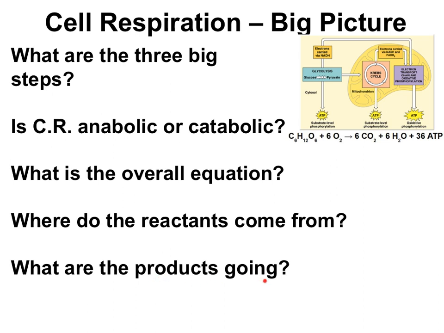Where are the products going? Well, for this overall equation for aerobic cellular respiration, carbon dioxide is a waste product that diffuses out of the cells by simple diffusion. Water can be kept around inside of the cell to do things, or if there's too much water, water can leave the cell by osmosis. And finally, the big goal of cell respiration is these ATP. Where are those products going? Those products are going to do work in the cell. Transport work, chemical work, or mechanical work.